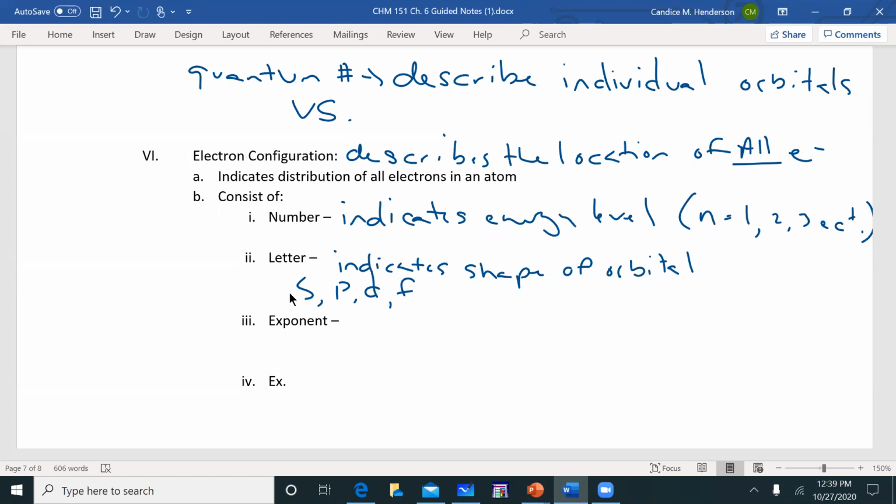So remember, s can hold a total of 2 electrons, p can hold a total of 6, d can hold 10, and f can hold 14. Okay, so we max out at these numbers, 6, 10, and 14. The exponent will let us know how many electrons are in that given orbital, okay?